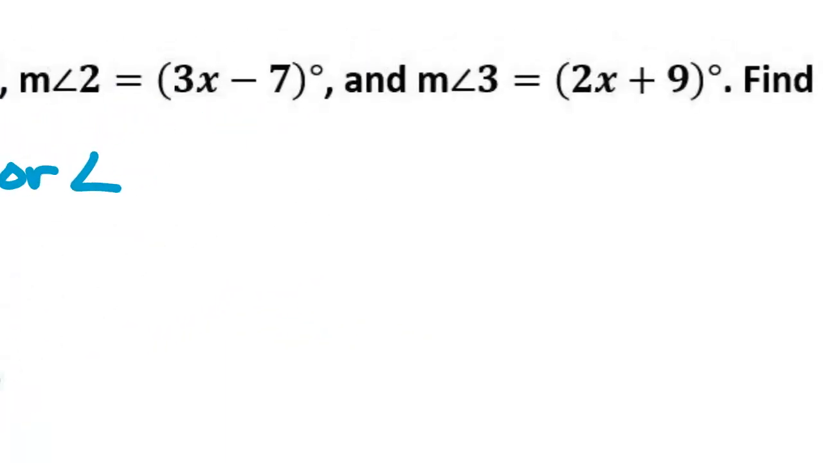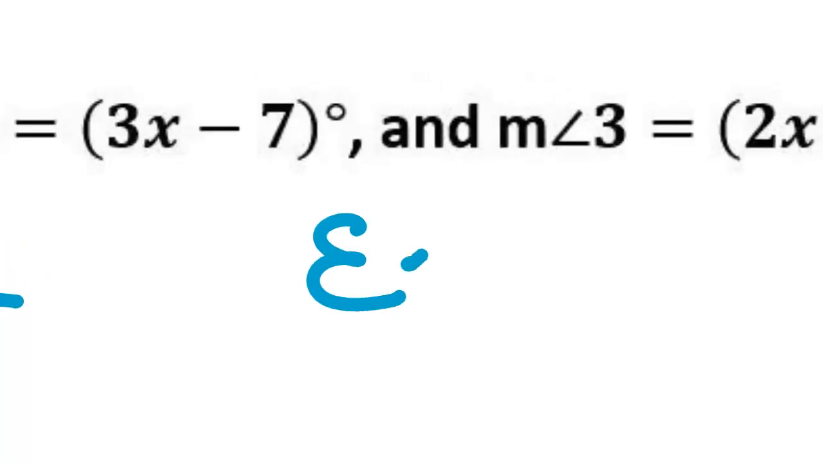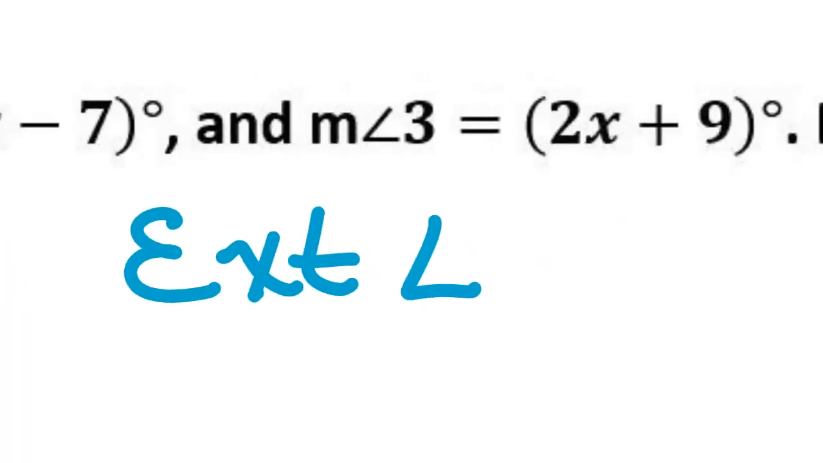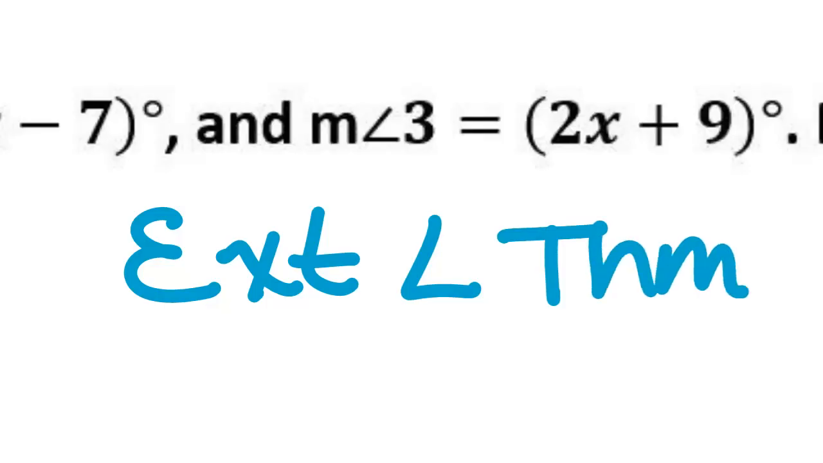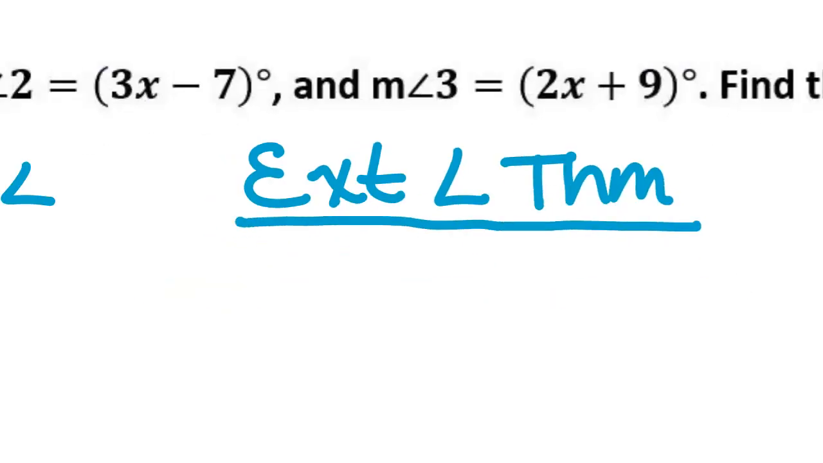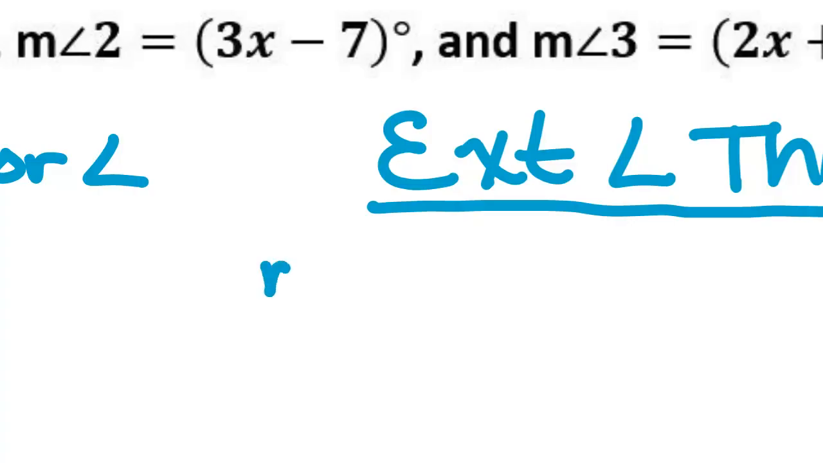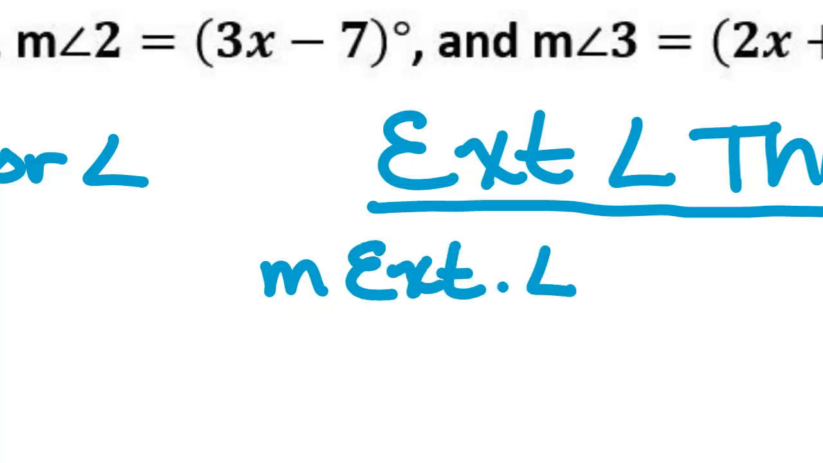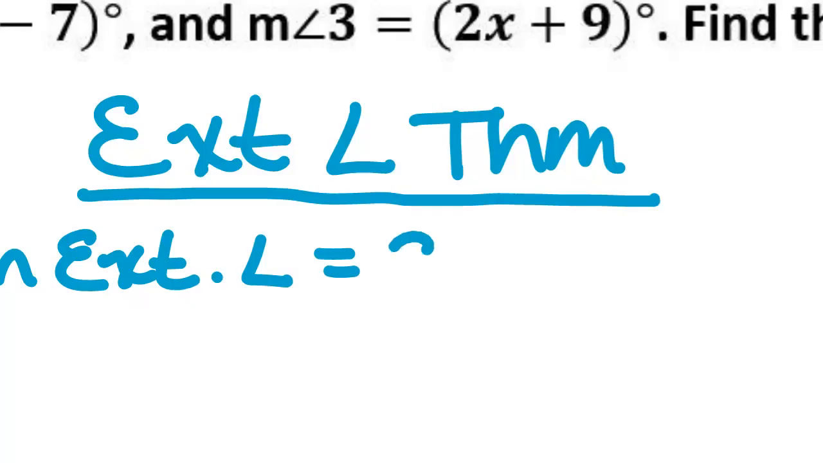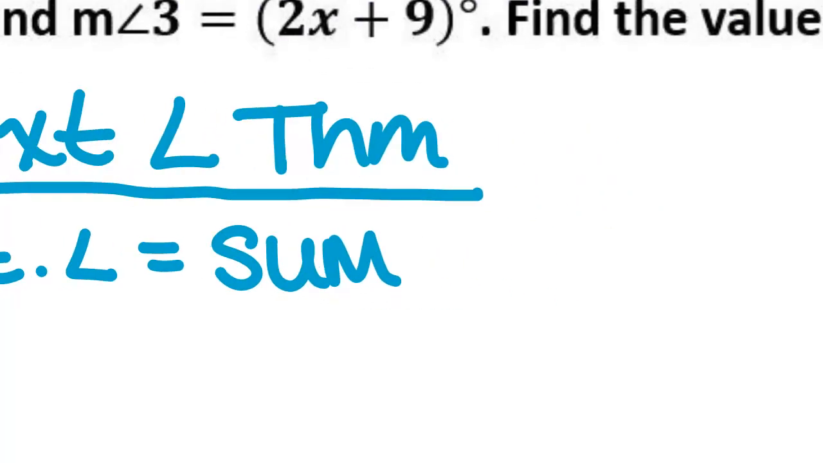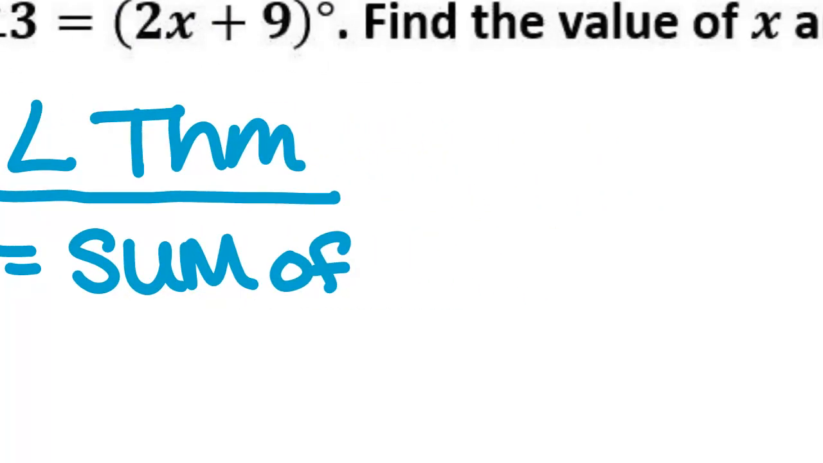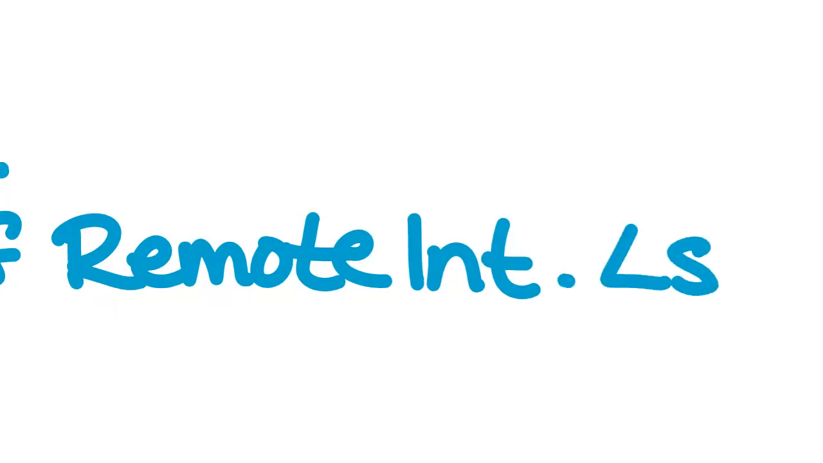And we have an exterior angle theorem that we learned right at the beginning of this module. The exterior angle theorem says that the measure of the exterior angle is equal to the sum of the 2 remote interior angles.